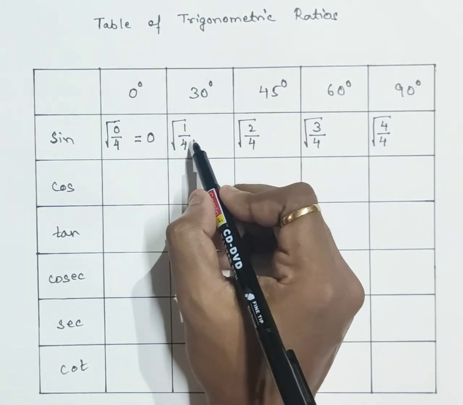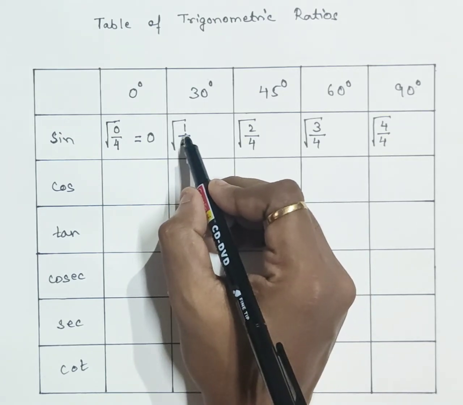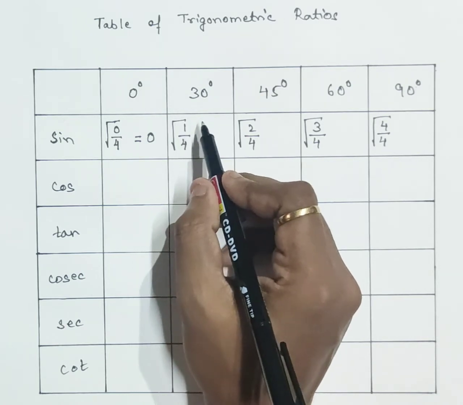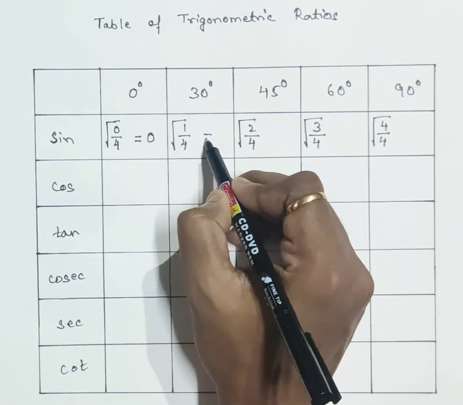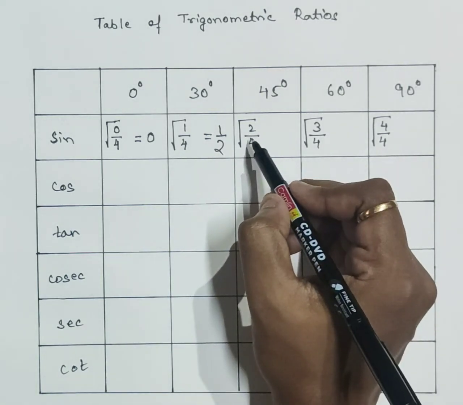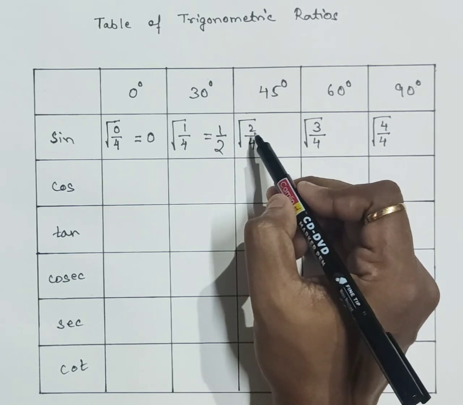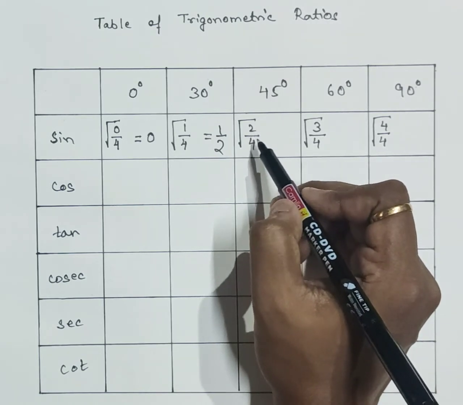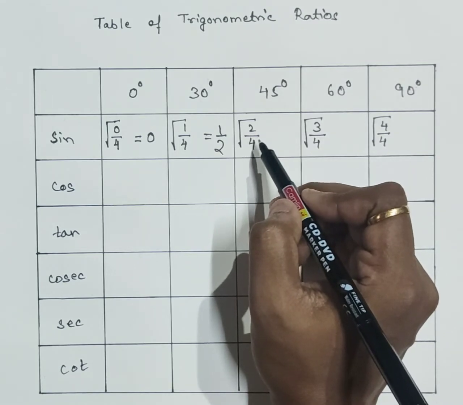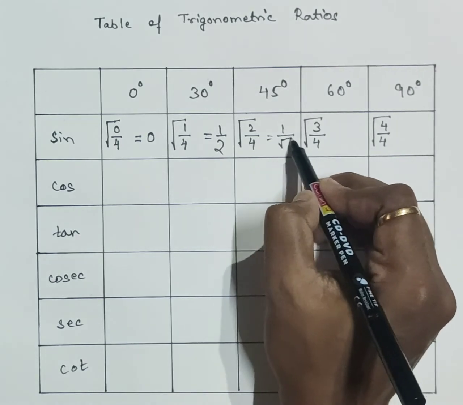Square root of 1 by 4 is 1 by 2, because square root of 1 is 1 and square root of 4 is 2. Therefore square root of 1 by 4 is equal to 1 by 2. Now square root of 2 by 4. For square root of 2 by 4, we need to first reduce the fraction 2 by 4 and it will be reduced to 1 by 2. So root of 1 by 2 is equal to 1 by root 2.